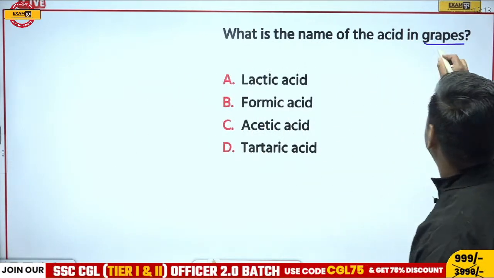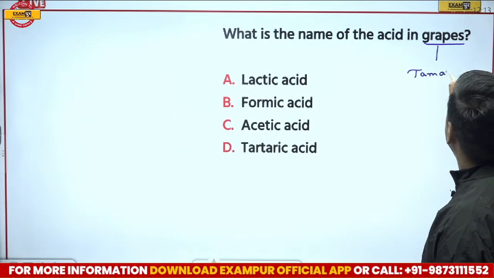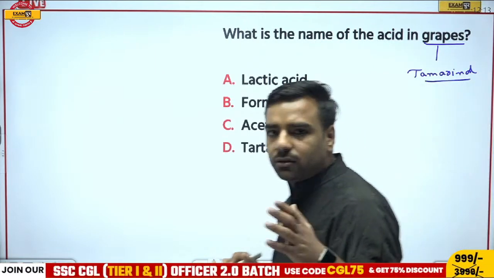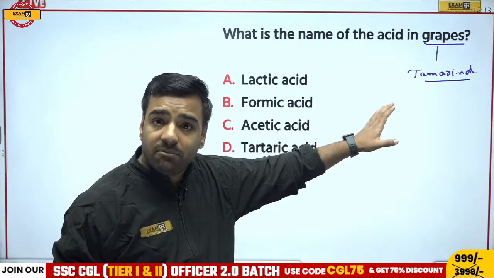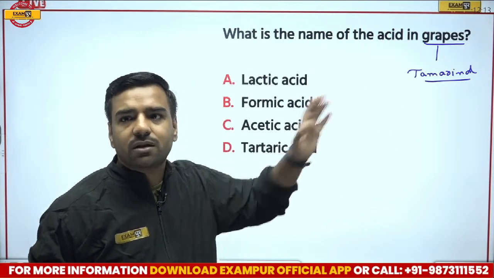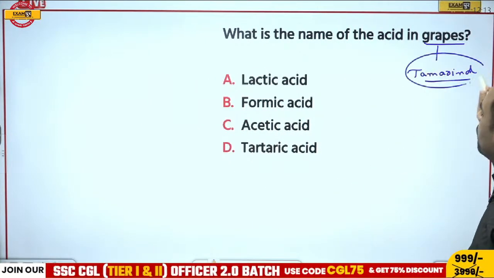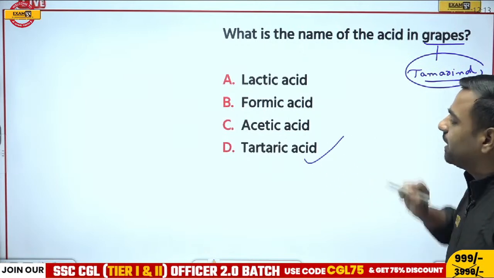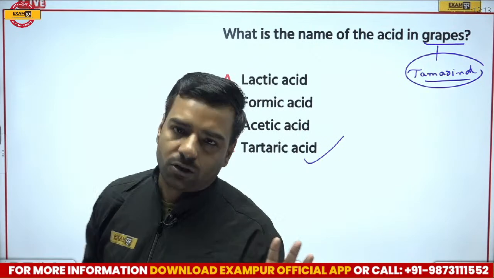If I talk about these grapes, or I can even talk about tamarind, those whose mother tongue is Hindi can understand. Tamarind is known as imli. Grapes, obviously the angur. But here, if I'm going with these four options, tartaric acid is going to be the correct one. Tartaric acid is the acid which is present in grapes, tamarind also.